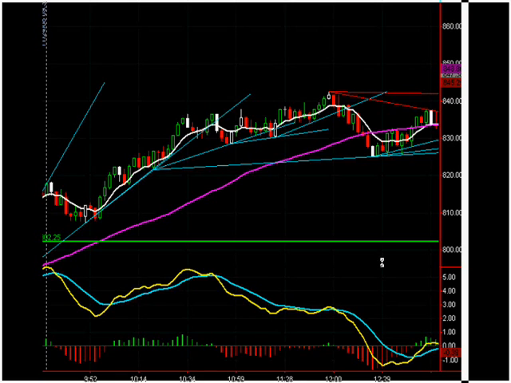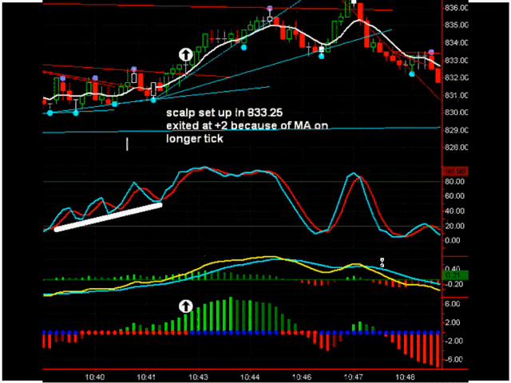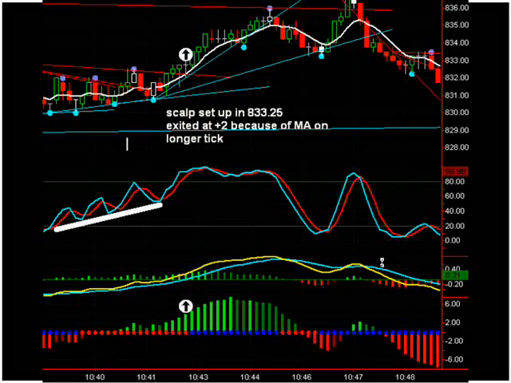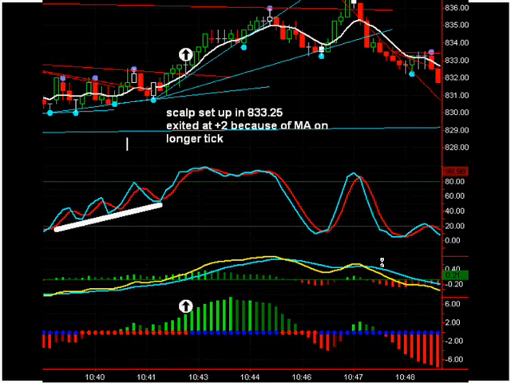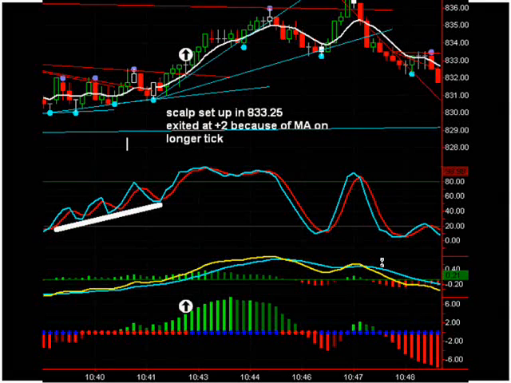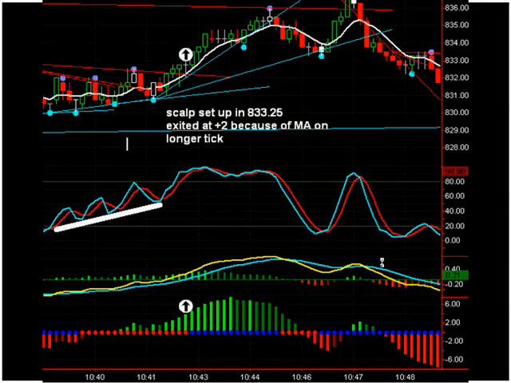If you take a short, usually you want your price to be below both these moving averages. The first trade that I took was at just about 10:43, 10:42, and it was a scalp setup, and I got in at 833.25, and I exited it at +2. I just put a limit order in for +2 right off the bat because on my longer tick chart, I noticed that I entered and the price actually closed just below the moving average, and I like it to be just above the moving average. So I exited at +2.